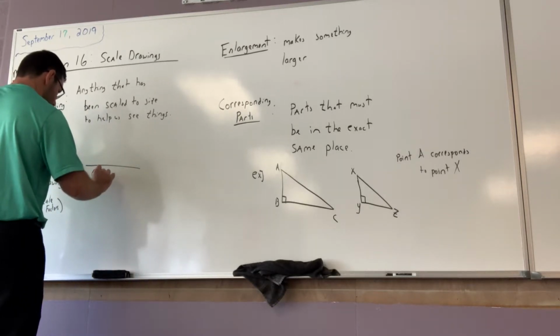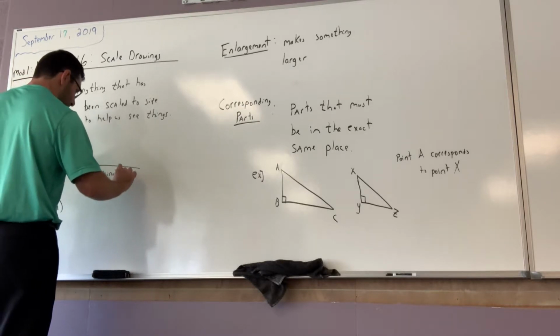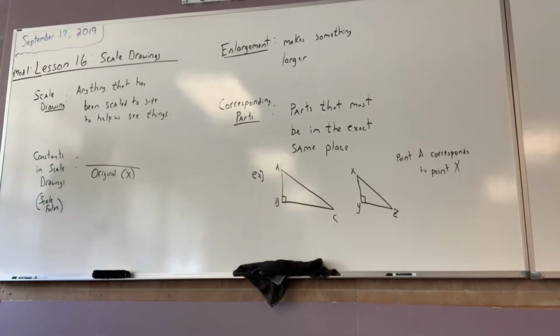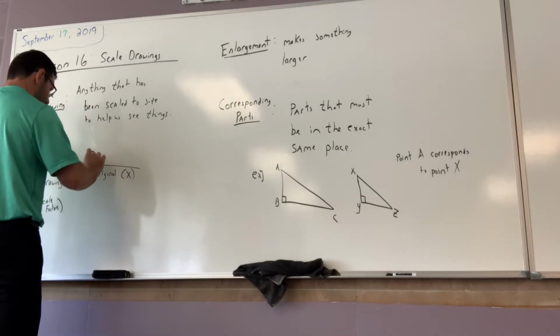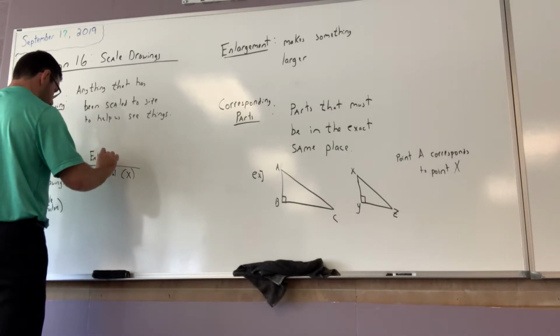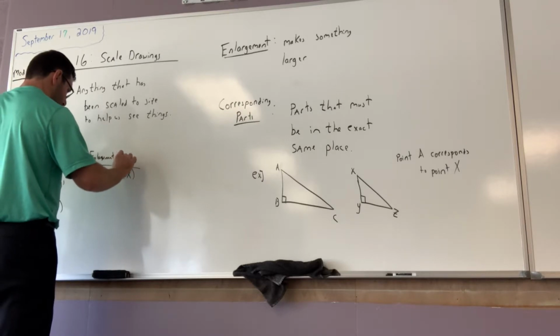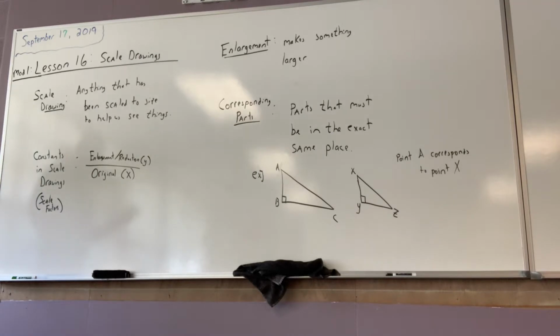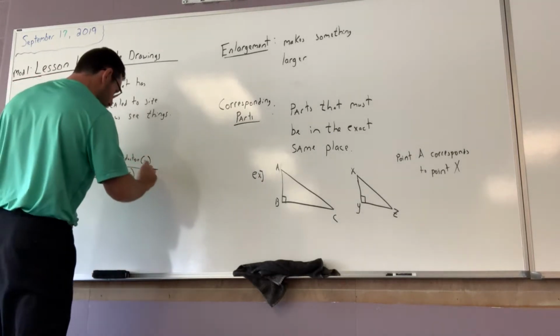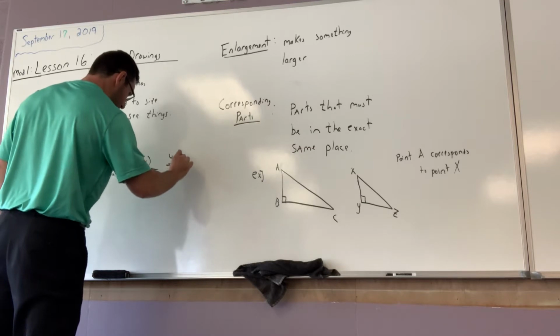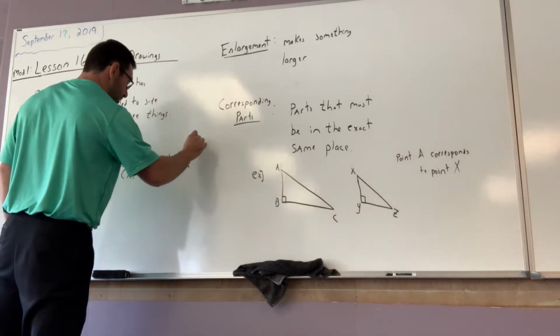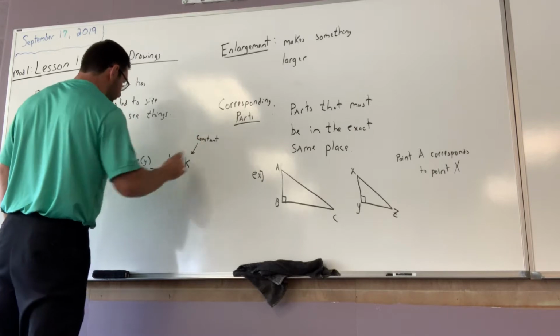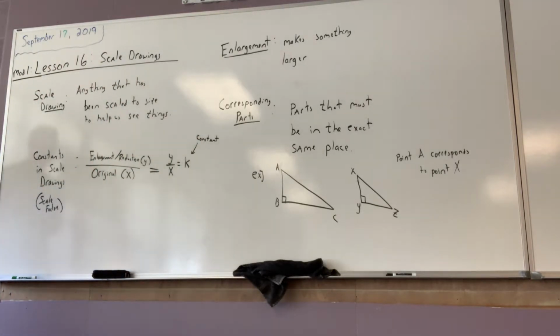So constants in scale drawing are always going to be: the original is the x value. The enlargement or reduction is the y. And you're like, what does this look like? Well, this should really resemble y divided by x equals k, where k is the constant. This is what we did at the whole beginning of this module. We're not losing that. But you just need to remember, what is going to be my x? My x is the original.